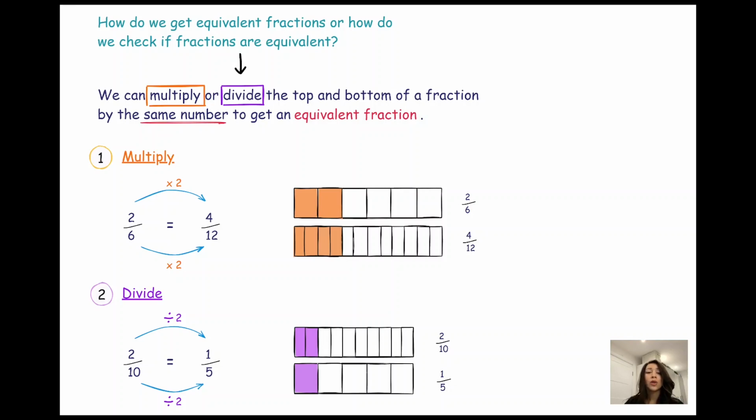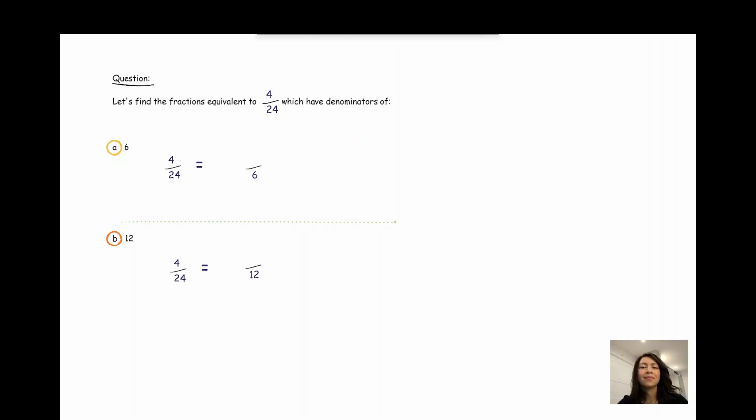Now remember, we can only use multiply or divide. We cannot use addition and subtraction to find equivalent fractions. That's a very important point to note. Let's look at this question. Let's find the fractions equivalent to 4/24, which have denominators of A: 6 and B: 12. So let's look at A first.